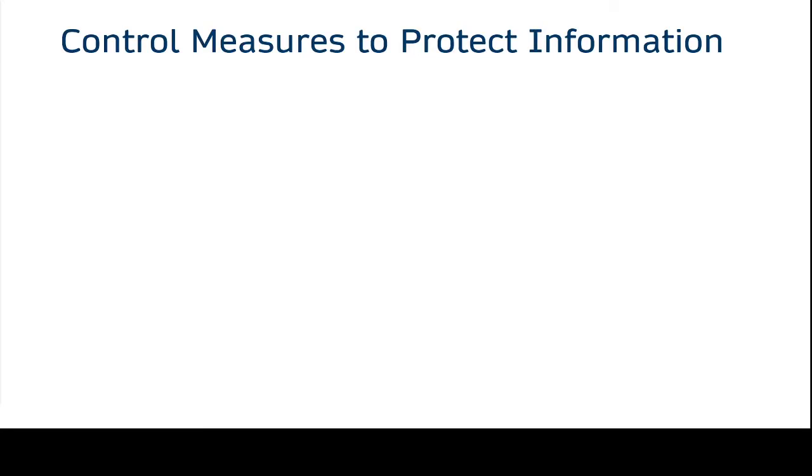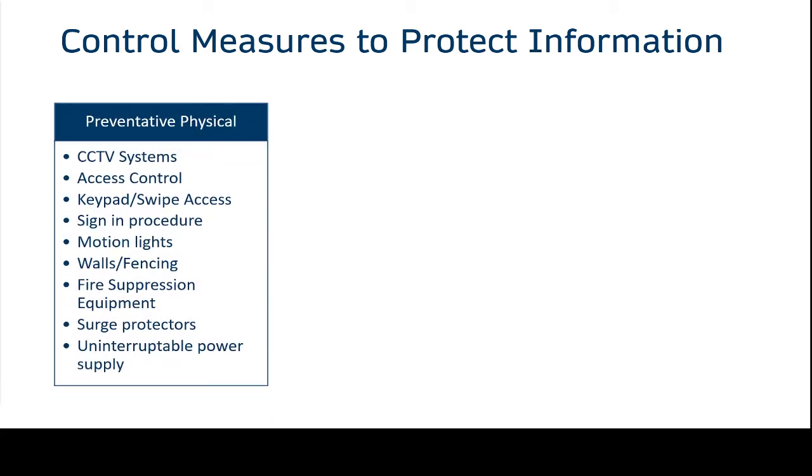Control measures to protect information. So information is very important to an organisation. It's important that it's kept secure. Control measures are essentially things that are put into place to keep that information secure. What measures can be taken to keep information secure to prevent it from being stolen?